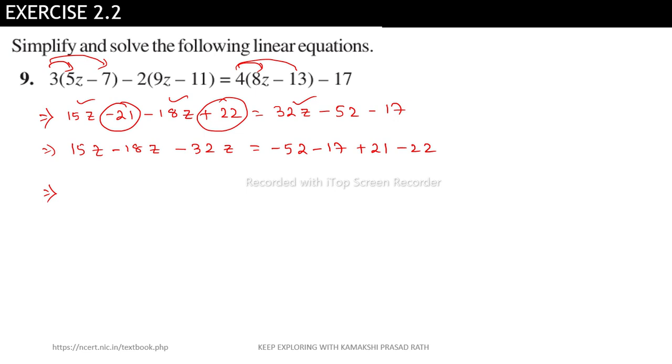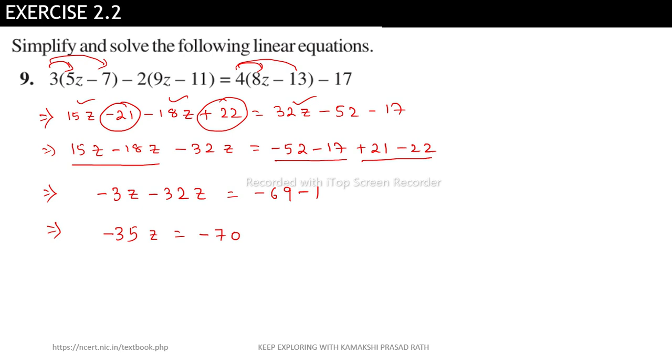Now let us solve this. 15z minus 18z, we get minus 3z, minus 32z. Let us solve this: minus 52 minus 17, we get minus 69, and plus 21 and minus 22, we get minus 1. Again, same sign, we just add them and put the same sign. Minus 35z, same sign, 69 and 1, so negative 70.